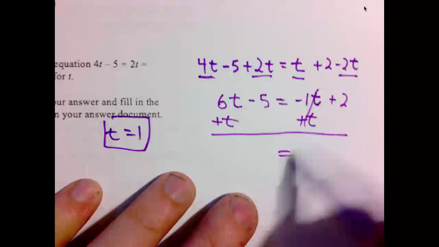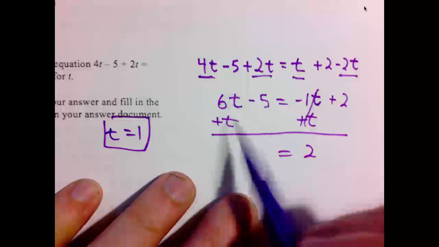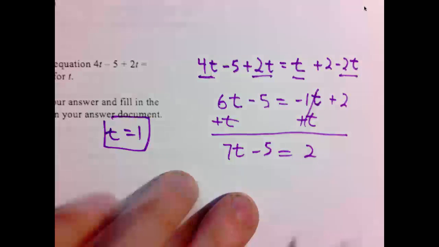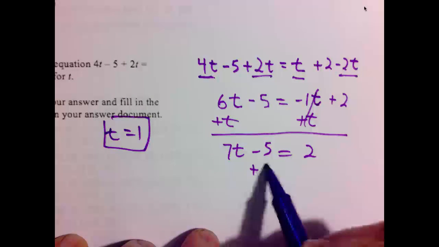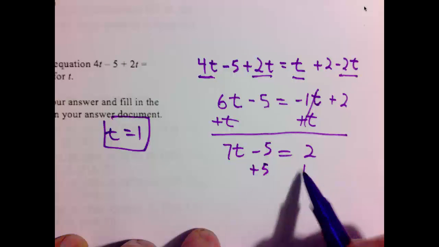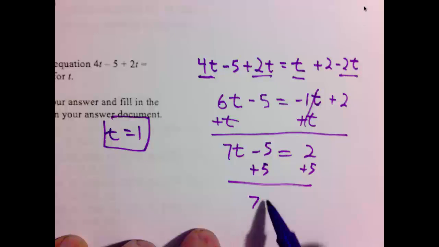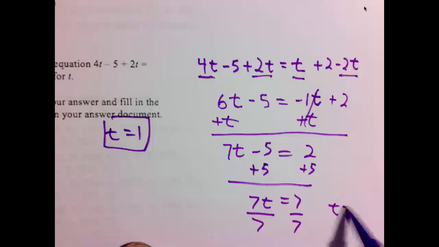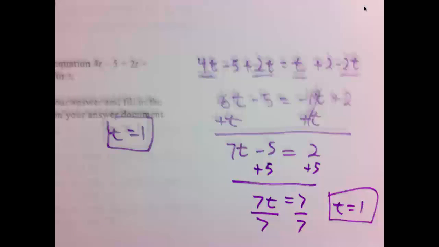This cancels and leaves 2 on the right. 6t and 1t is a 7t. Subtract 5. Alright, solving for t, we'll add 5 to both sides. We get 7t is 7. Thus, t is indeed 1, dividing by 7. T equal 1. All right.